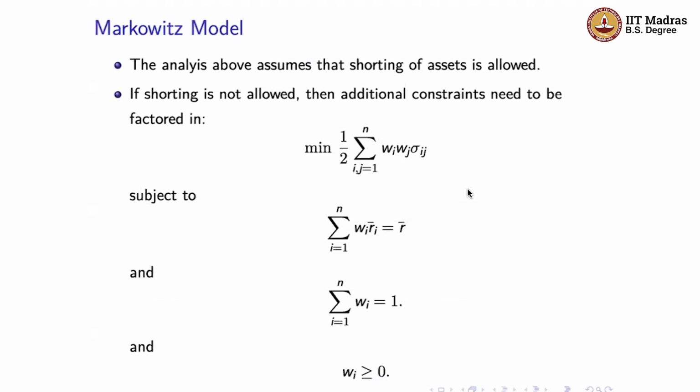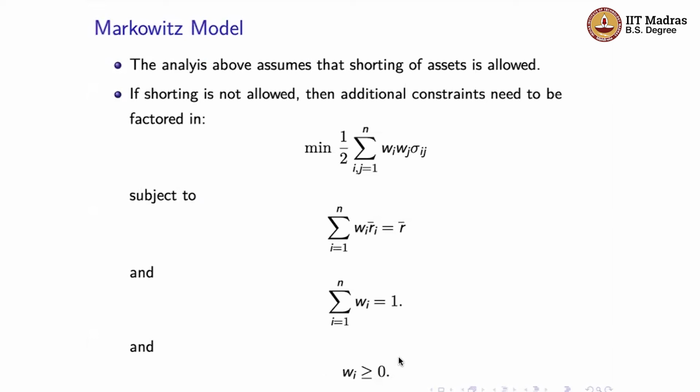Okay, so just one thing to note is that the analysis above assumed that shorting of assets is allowed. And how do we know that? Because we just put in the restriction that the sum of the weights has to be equal to 1. So if shorting is not allowed, you have to put in one additional constraint, which is that all the weights have to be greater than or equal to 0. The rest of the problem is the same. So you're still minimizing the same objective function, and you still have the same 2 constraints that we had seen before. But in addition, now there is an additional constraint.